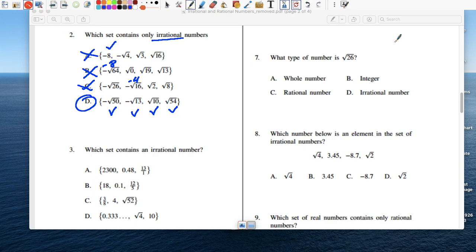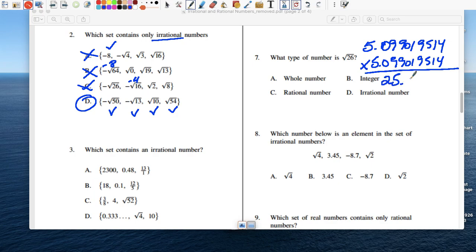Well, put it in your calculator, iPad, computer, and you're going to get that it's 5.09901949514. So if you took that and multiplied it by the same exact number, would you get 26? Well, let's multiply this times itself and round it. Actually, the calculator here. You're going to get a number very close to 26, 25.999, etc. So square root of 26 is not a perfect square, so that makes it irrational.